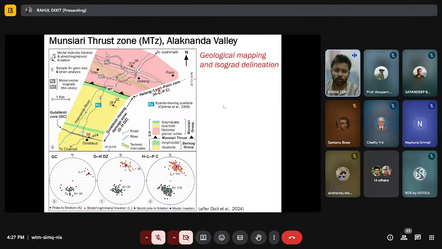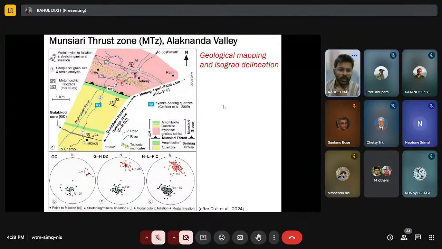Helang-Lyari-Penny core. Along with this mapping, we also tried to locate the different isograds present in this valley. In the hanging wall of the Munsiari thrust, we located the garnet isograd, and just above it we located the kyanite isograd. Why the presence of these isograds within the hanging wall of the Munsiari thrust is important, we'll discuss in the further slides.